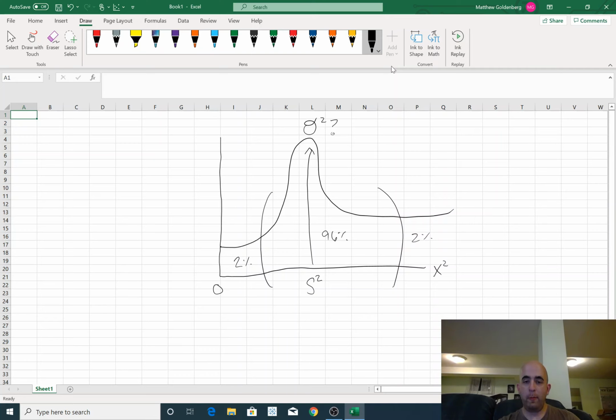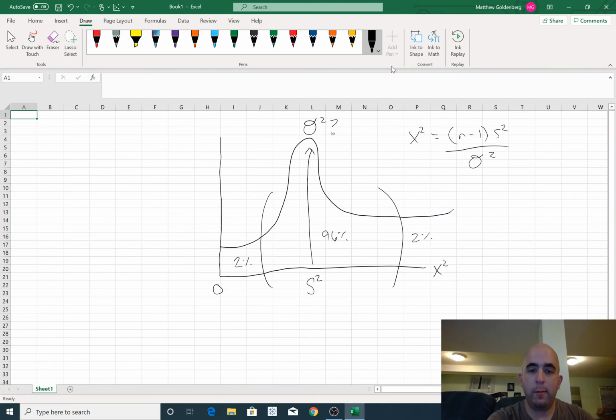Now, a couple things to remember. You have to start with remembering what the chi-squared formula is, which I'm writing right there. But you also have to understand how we need to set this up. If we want, as our confidence interval, 96% in the middle, we have to find the chi-squared of there, which represents 98% to the right. And we have to find the chi-squared of there, which represents 2% to the right.